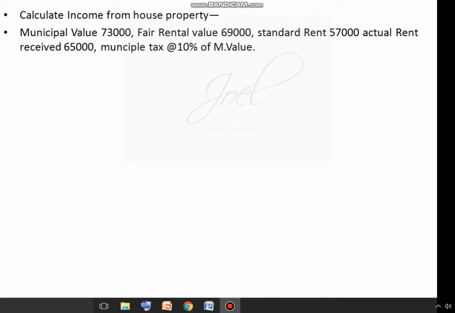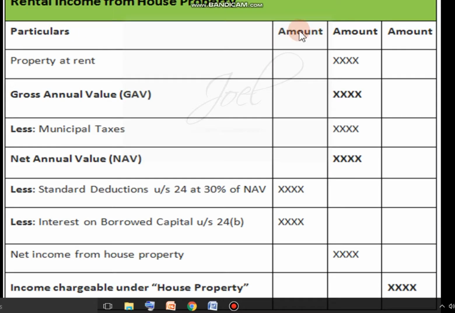So, again we will see that particular format. So, this was the format what we saw. Here gross annual value we are going to calculate first. To calculate gross annual value, there is a procedure, and we are thorough with that procedure, and two problems also I have worked out on that. So, we know about that. Gross annual value we are going to calculate. From that we are going to deduct municipal tax. We will arrive at annual value.